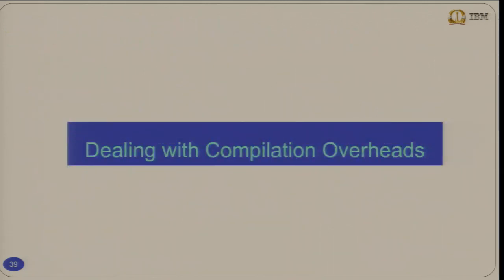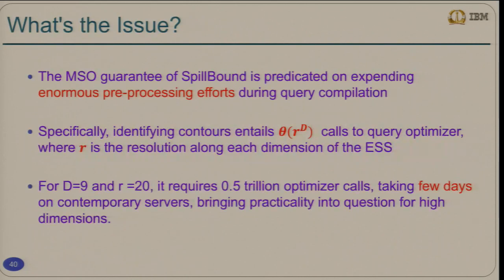So this is important: dealing with compilation errors. The reason this is important is that the experimental results I showed you had only 5 dimensions, because if you go to 9 dimensions, it actually requires you to call the optimizer almost 500 billion times. So even the compilation phase becomes infeasible. So we wanted to actually address this issue.